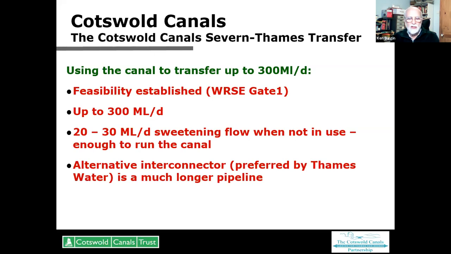The 300 million litres a day is not needed all the time. That's when water is short in the southeast, and at other times, the scheme can be throttled right back. But even when it's switched off, there does need to be a thing called a sweetening flow, and that's 20 to 30 million litres a day. And that is enough to actually run the navigation. So this wouldn't just provide water at the time when London and the South East were short. There would always be enough water to run the canal. Those of you that have been following this for a while will also know that Thames Water much prefer using a much longer pipeline rather than the canal for several reasons that seem good to them, but not necessarily good for us.